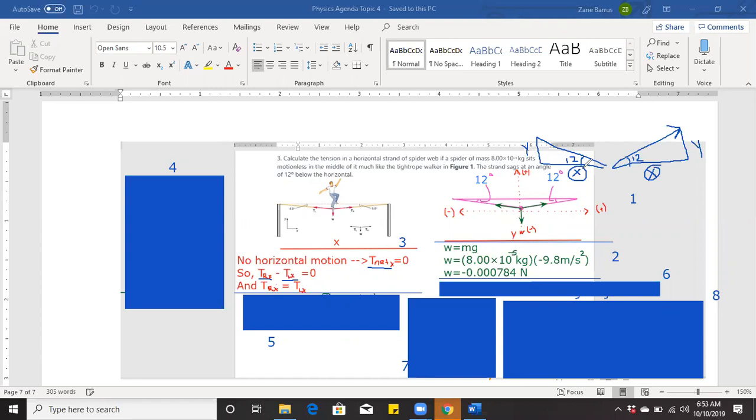Therefore, if I added that TLX over to the other side, I've now proven that the horizontal components of my left and right tension forces are equal. So these are equal to each other. That's all we're saying, and that's not too hard to understand because we have the same angle on either side.